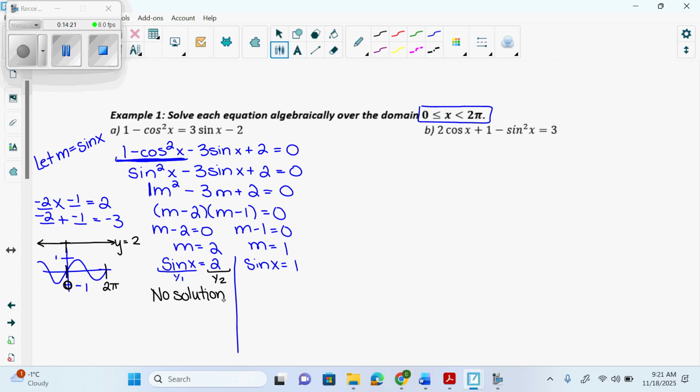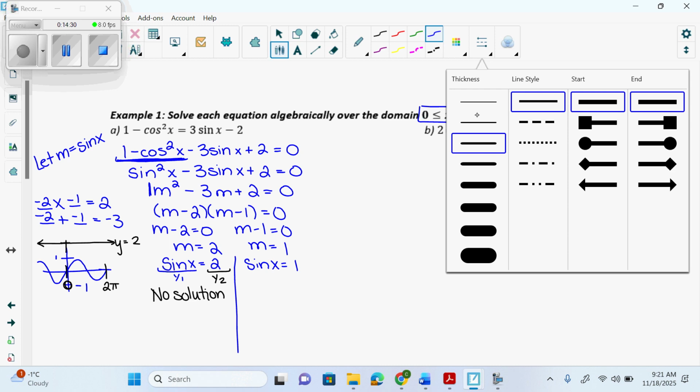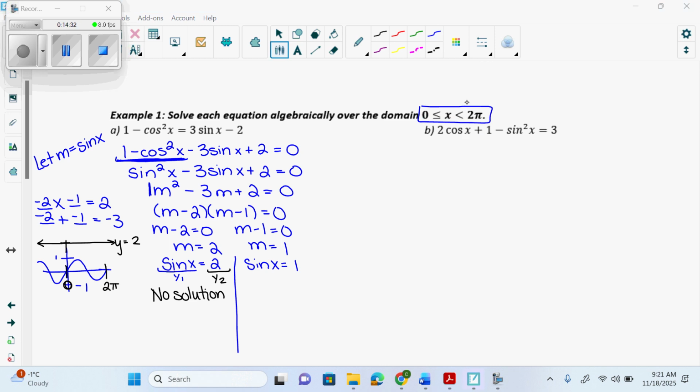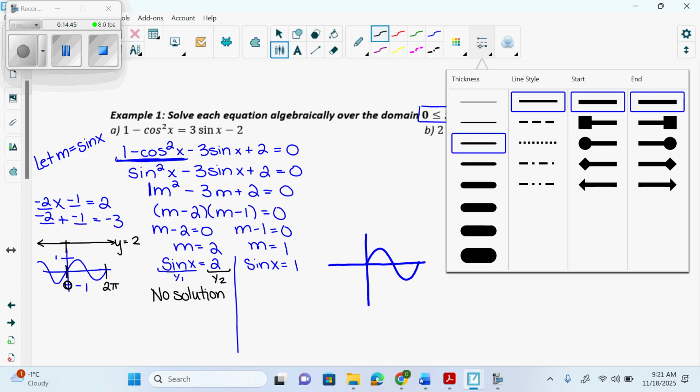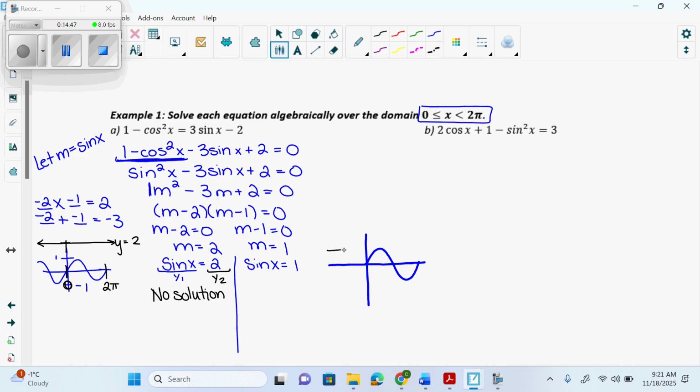Because their graphs actually go higher and lower. Okay? Now let's look at where does sine x equal 1? Well, if I went back to the graphing part of it, I made that bigger. If I went to the graphing part, I really only need this portion, correct? Because I need from 0 to 2 pi, my restricted domain. And this is 1.